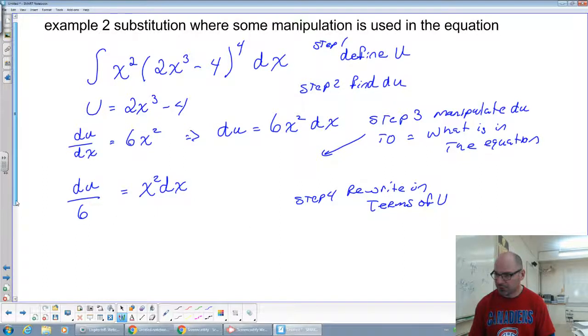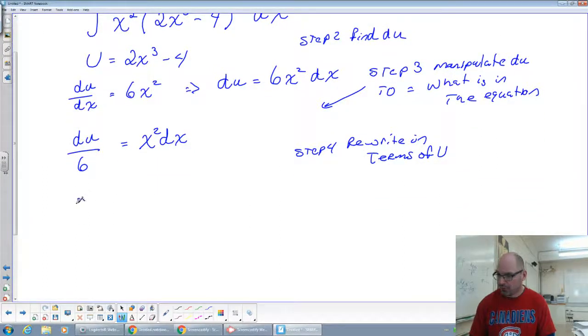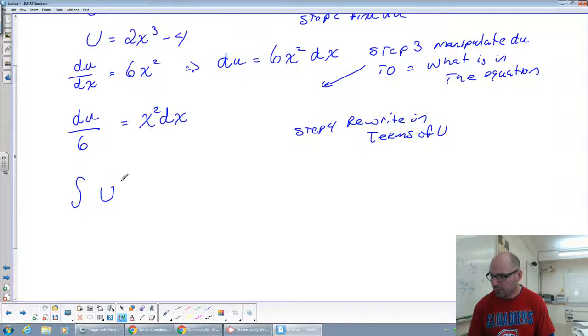So in terms of u, this x squared dx I'm going to put at the end. So this is going to be my u to the power of 4, pardon me. And then this x squared dx is going to be du divided by 6, right there. Now I want u du only, so I have to remove the number. So take the constant out in front.